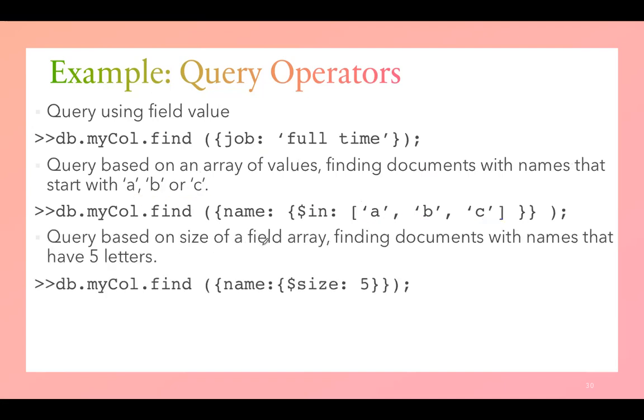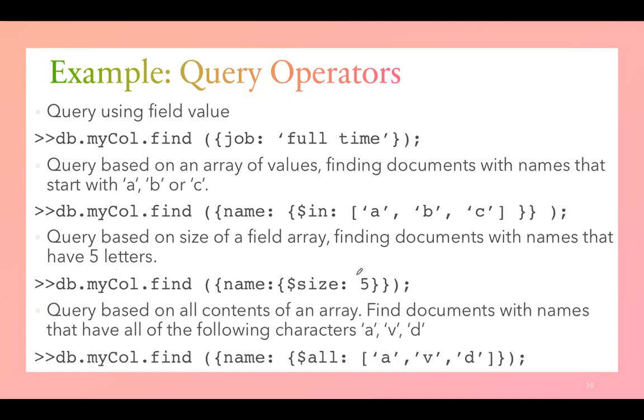Query based on size of a field array. Finding documents with names that have 5 letters. So this is my name. So I want those documents where the name field has 5 letters. This is how I represent it. So it's a matter of practice. If you want to be a MongoDB engineer, or manager, or whatsoever, you have to spend some time on this, and then you will get comfortable with the syntaxes and everything else. The more you do, the better it becomes.